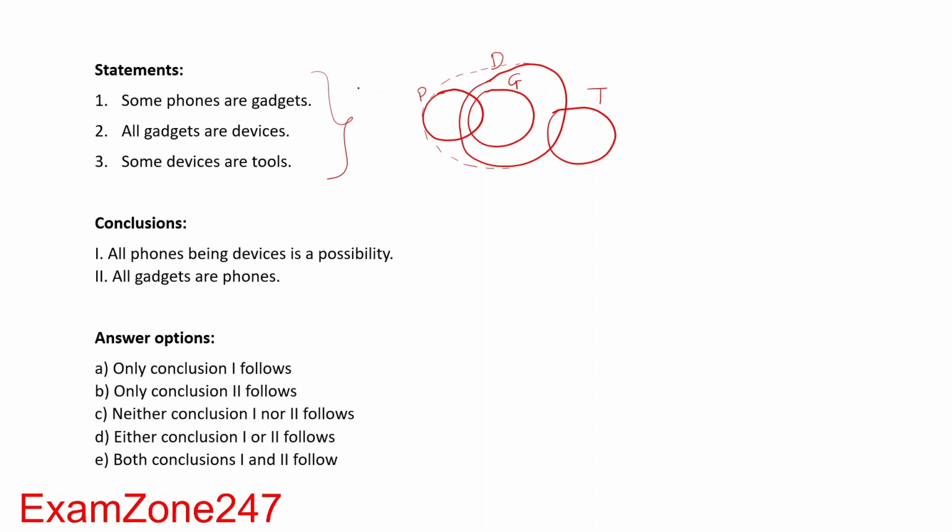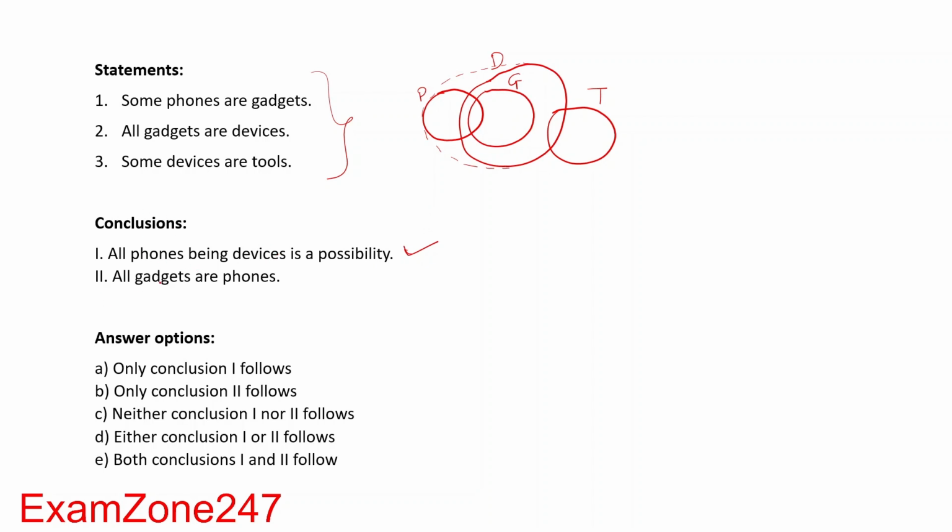Now let us see if the statements hold true. Some phones are gadgets, right? All gadgets are devices. This is also true. Some devices are tools. This is also true. So when I draw the diagram with this possibility, all my statements are still true. So I can say that all phones being devices is a possibility that holds true on its own. There is no maybe or can't say type of situation here. So conclusion 1 is right.